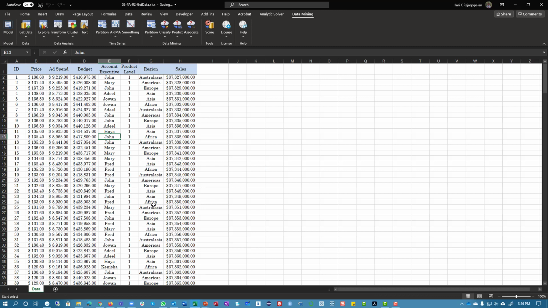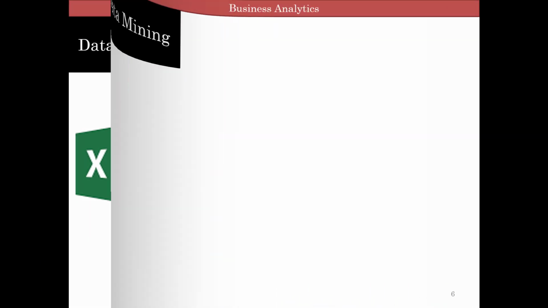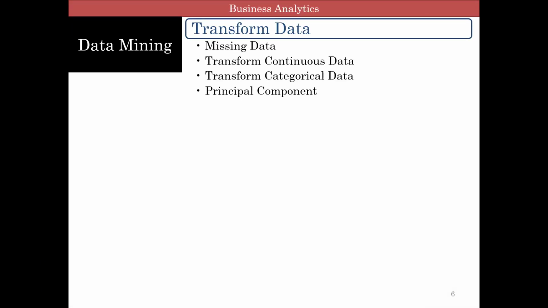All right, so this finishes our fetching data and creating a sample. And we're going to the last part, which is data transformation. The last part of data preparation is data transformation. You look at how you're going to handle missing data, if you need to transform continuous data into categories, categorical data into continuous, or if you want to group independent variables together in principal components.